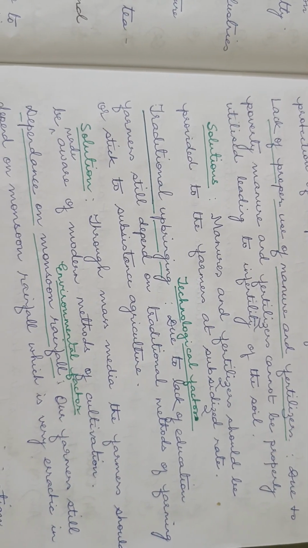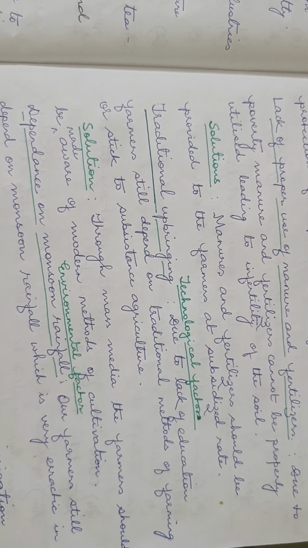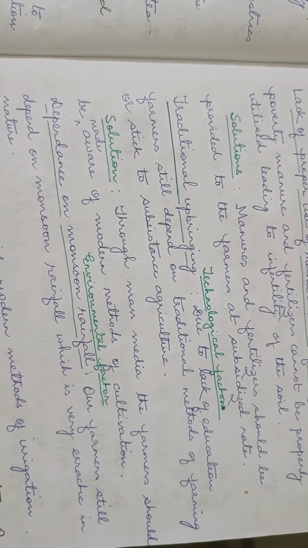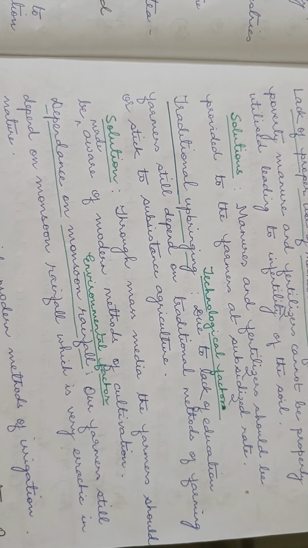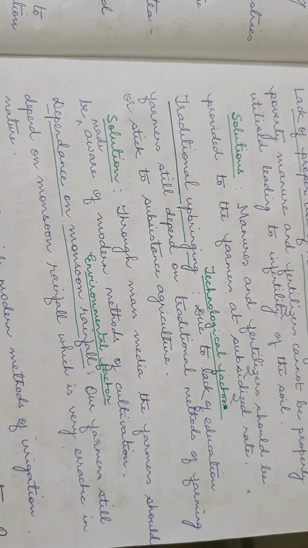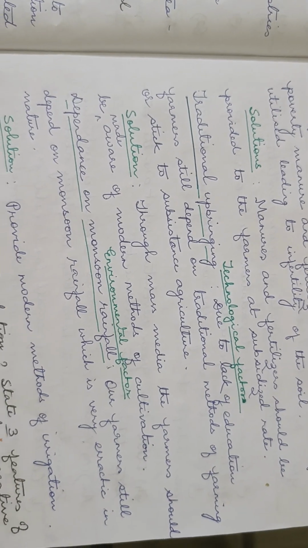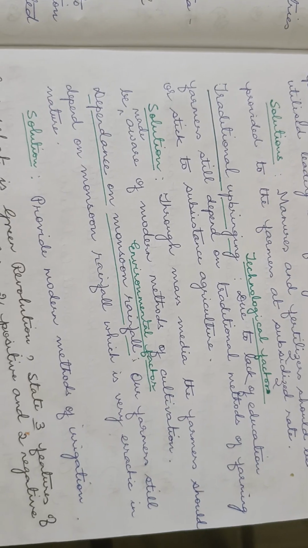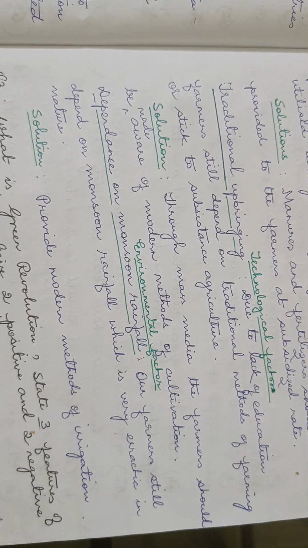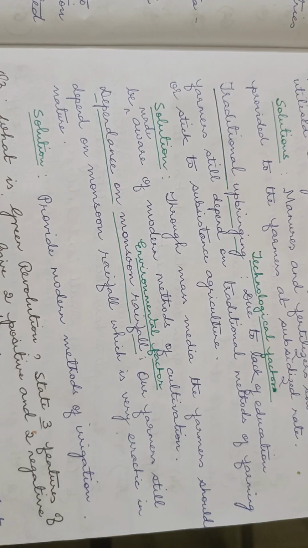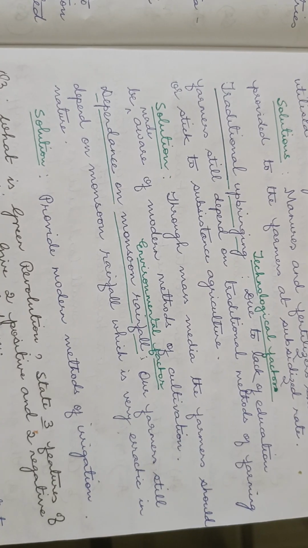Technological factor: traditional upbringing. Due to lack of education, farmers still depend on traditional methods of farming or stick to subsistence agriculture, meaning they just grow crops for their own need. Solution: through mass media, let the farmers be made aware of modern methods of cultivation.